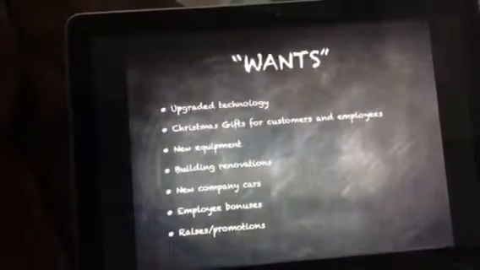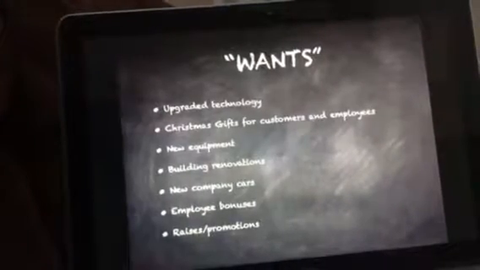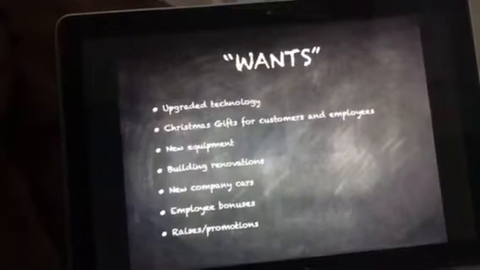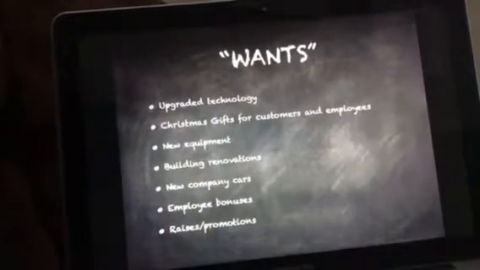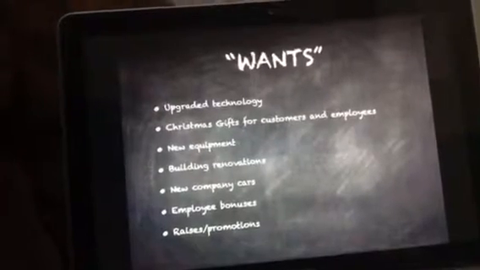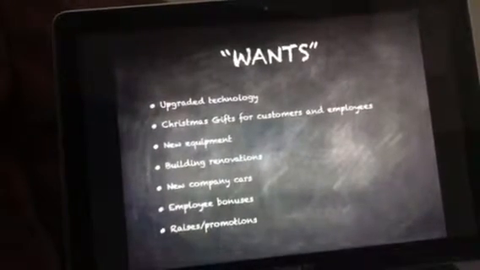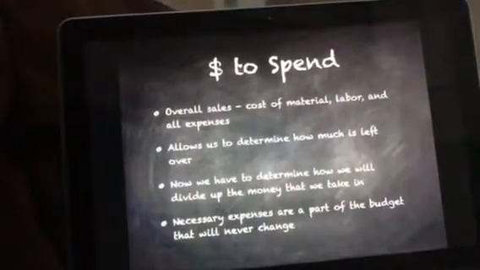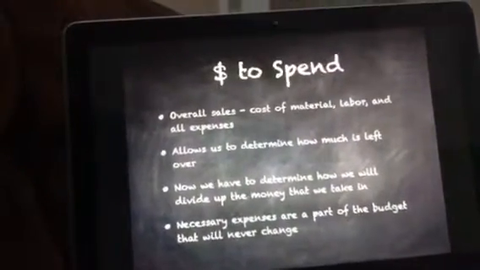Employee bonuses, raises, and promotions all go in one. What money do we have to make sure that we keep our employees happy? That each employee feels wanted in the company, that each employee is properly compensated for their work. Money to spend. This is the budget.